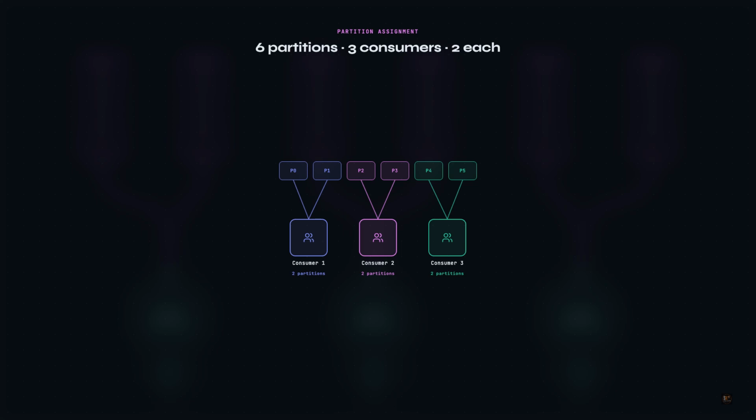What happens if a consumer crashes? The broker detects it, triggers a rebalance, and redistributes its partitions to the surviving consumers. The system continues processing with no manual intervention.